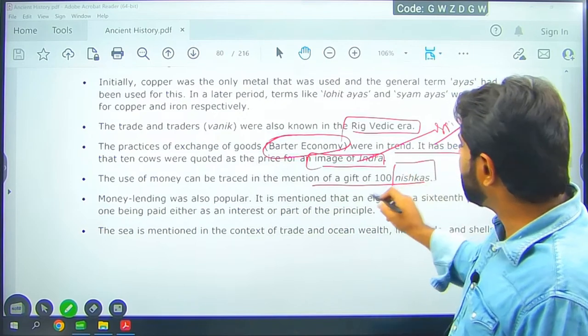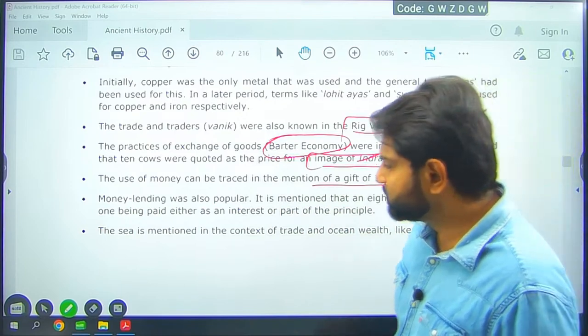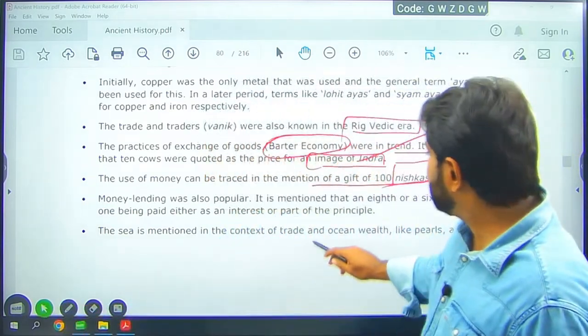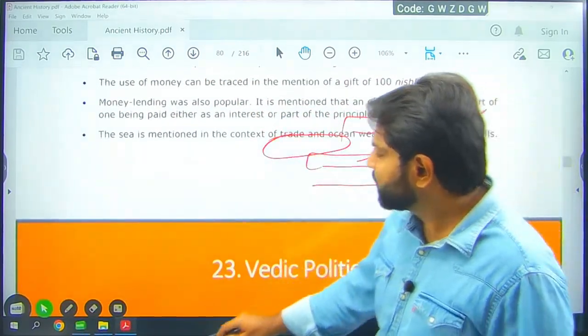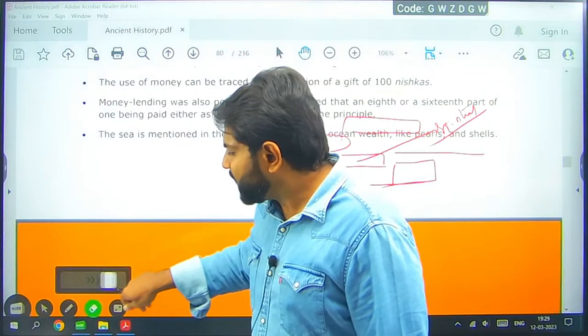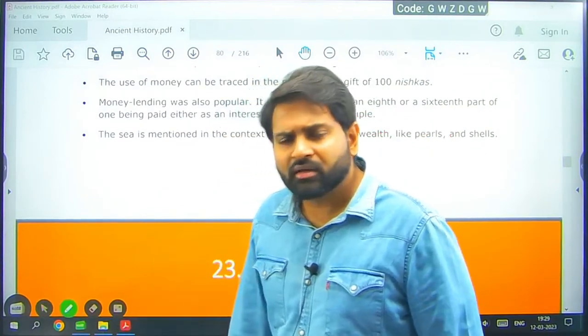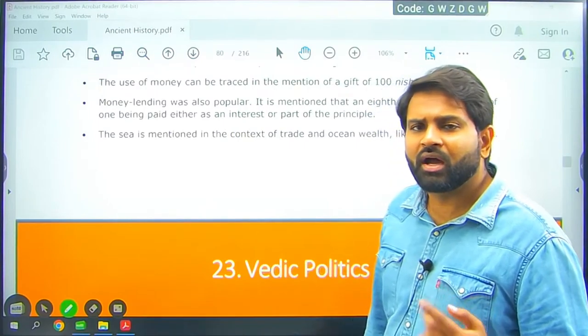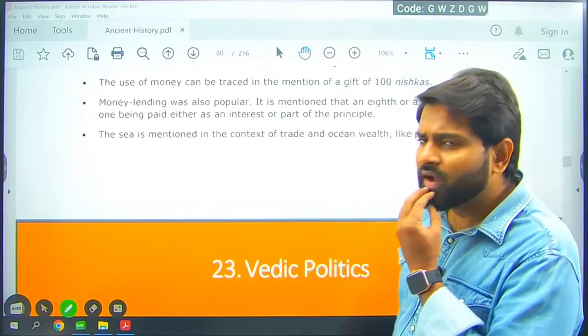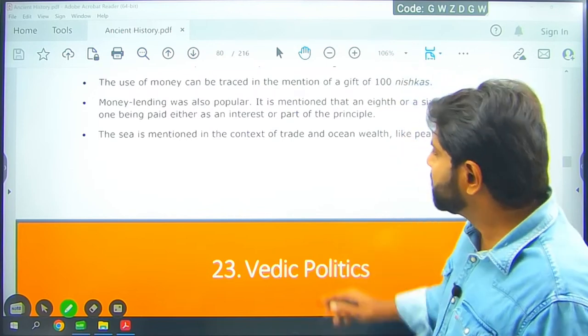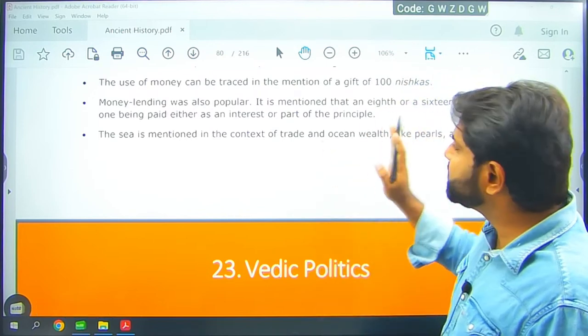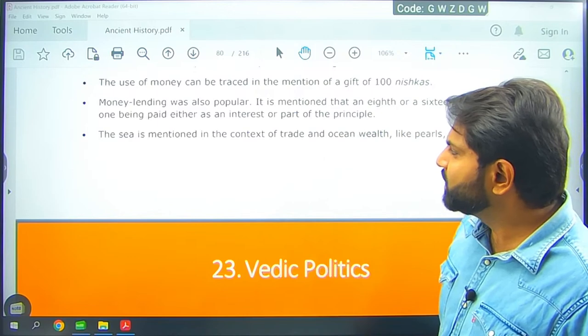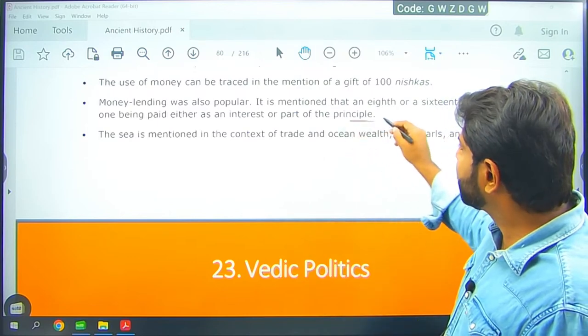The use of money can be traced in the mention of the gift of 100 Nishkas. Coinage, we call it Nishka. Money lending was also popular, as I said, among the Vaishyas. So we can say Brahmana, Kshatriya, Vaishya and Sudra. Vaishyas were doing this. It is mentioned that an 8th or 16th part of one was paid either as interest or as part of the principal.